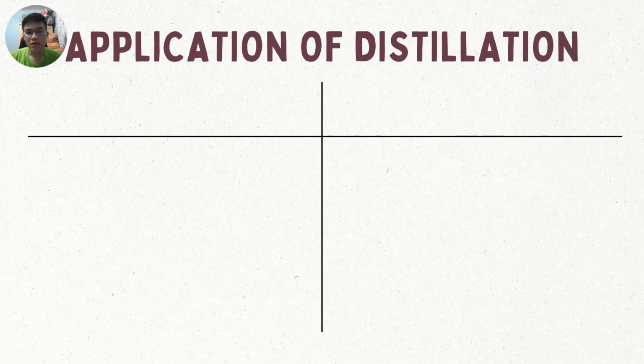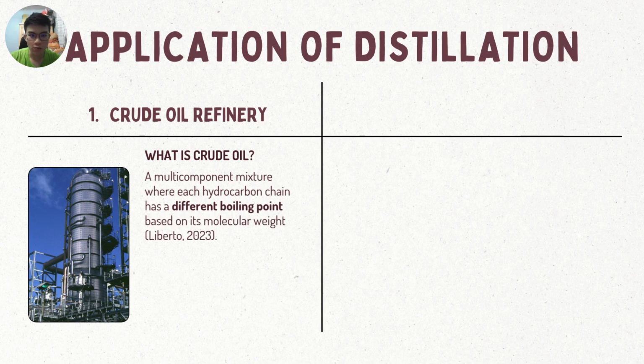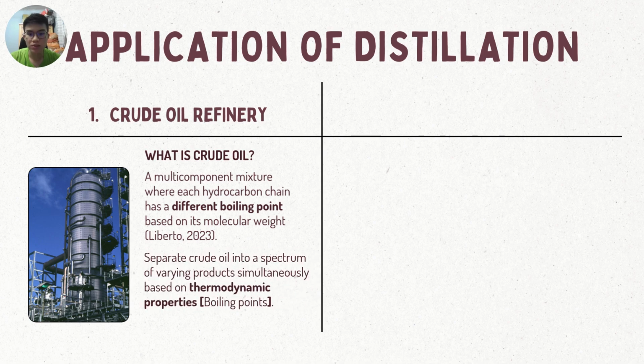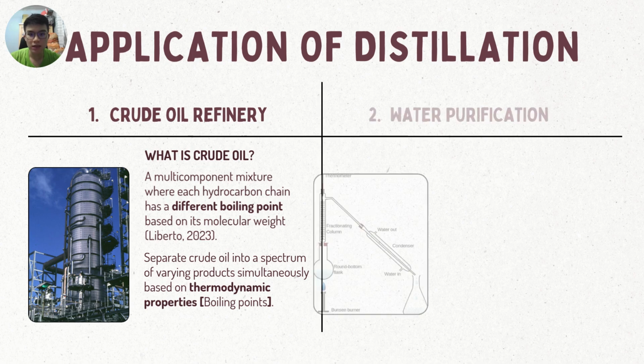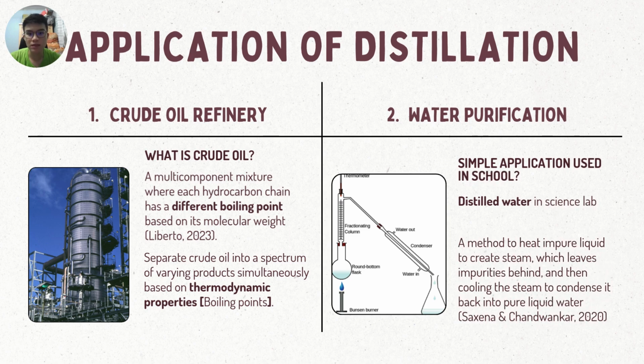There are two main applications of distillation. First is crude oil refinery. You may wonder, what is crude oil? Crude oil is a multi-component mixture where each hydrocarbon chain has a different boiling point based on its molecular weight. Distillation separates it into different products based on their thermodynamic properties. Second is water purification. This method is commonly used in school laboratories to produce pure water by heating impure liquid to become steam and then cooling it down to distilled water.